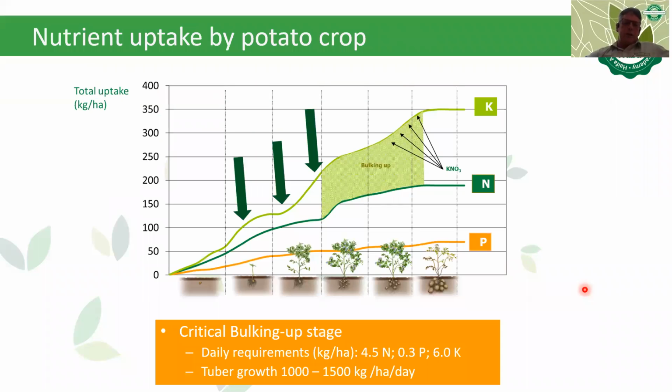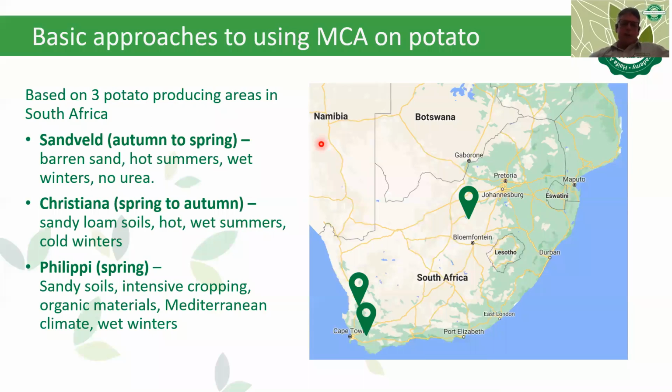As I said, these 3 critical stages of application in the initiation and start of bulking. And just to give you an idea, in South Africa, Christiana is this area. This area here is the Sandveld, and this area is Philippi, which is in Cape Town, and the different soils there, different climates. So you'll see the Sandveld plants mainly autumn to spring, the Christiana's plants from spring to autumn, and Philippi's plants only in the spring crop due to the climate. So they're choosing their climate based on that.